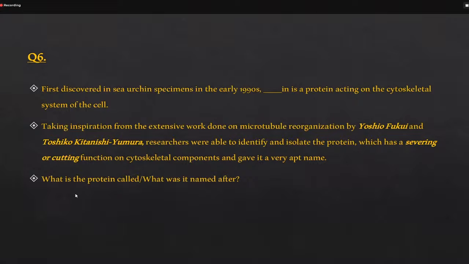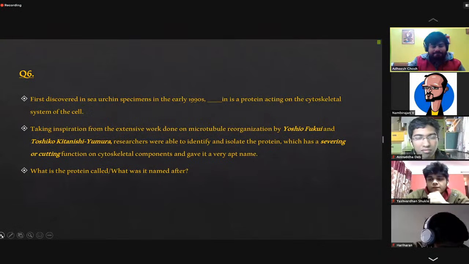So, what is the protein called? Either that or what was it named after? So either thing works here, and it's pretty much the same. So I'll go on to question number 7 now. Almost halfway through the prelims now.